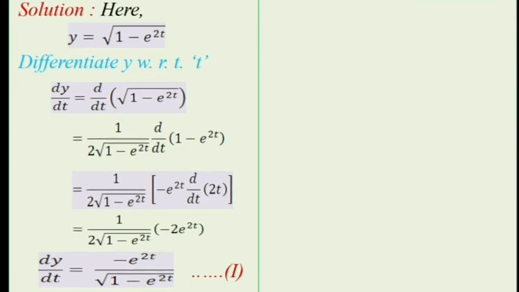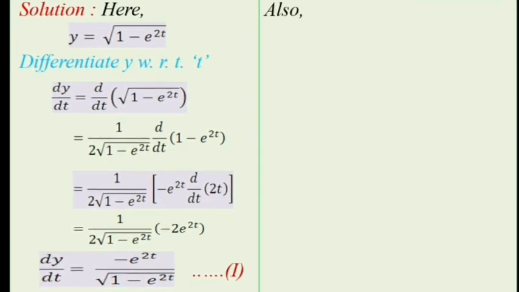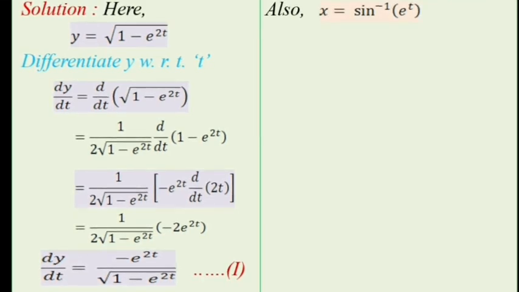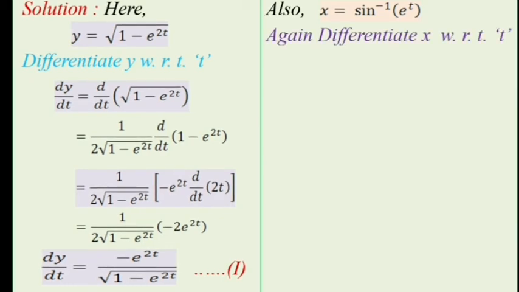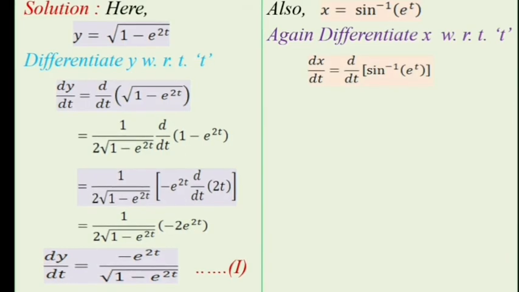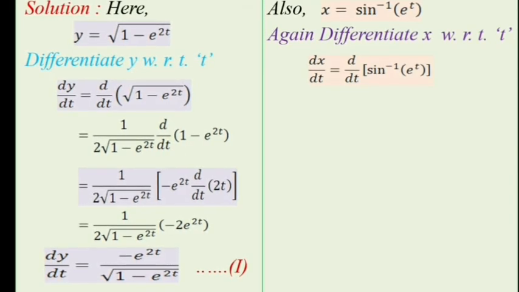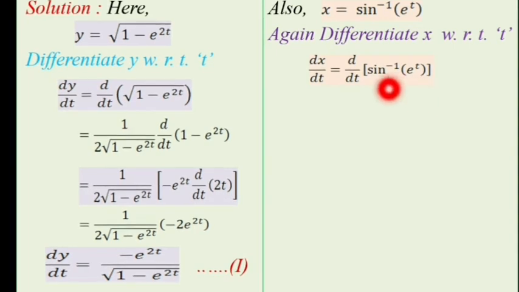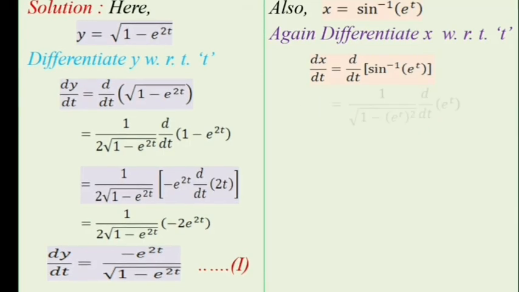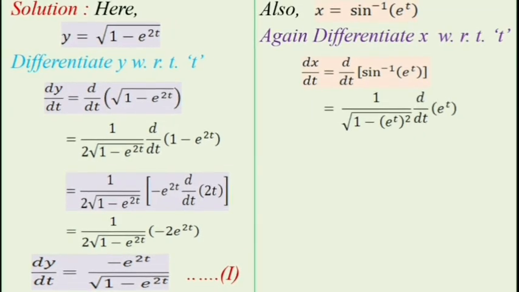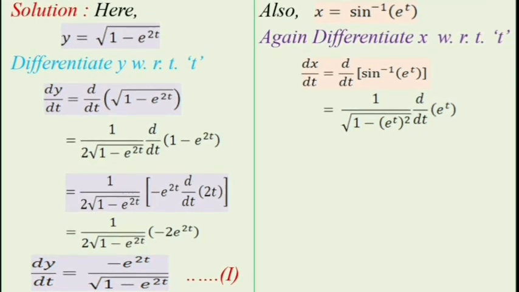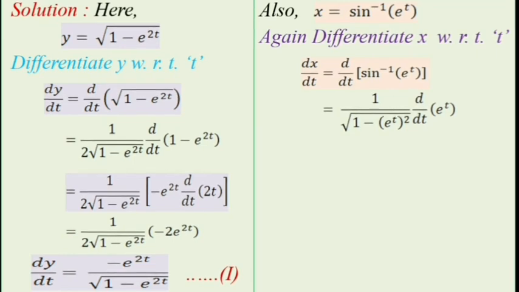Similarly, the next function we have to take is x equal to sine inverse of e raised to t. Now differentiate x with respect to t again, therefore we get dx by dt equal to d by dt of the right hand side, that is sine inverse of e raised to t. We know the formula for the derivative of sine inverse of f of x, and the same formula has to be applied here. Therefore we get dx by dt equal to 1 upon root of 1 minus bracket e raised to t raised to 2, into d by dt of e raised to t, by the composite rule.